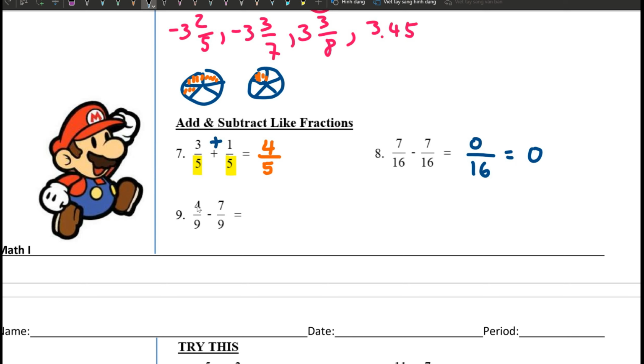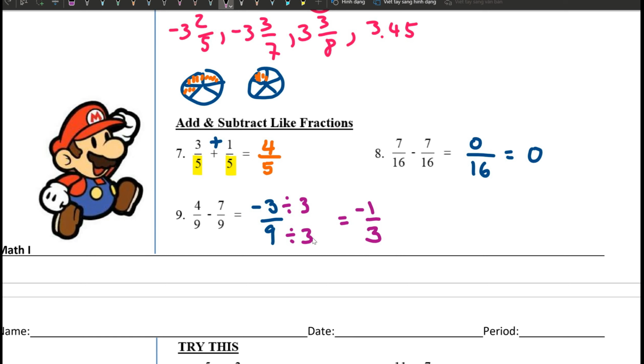Number 9, 4/9 minus 7/9. So we subtract the numerators. 4 minus 7 is -3/9. And always reduce your fraction. Reduce this by 3. That will give us -1/3. So -1/3.